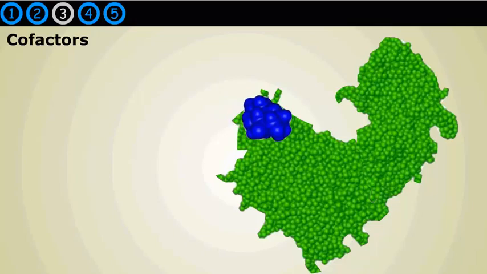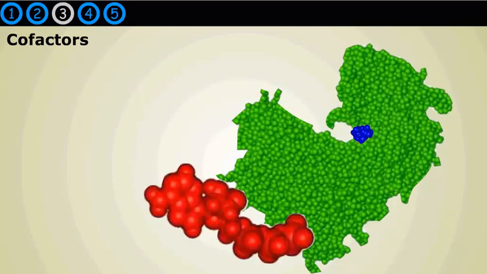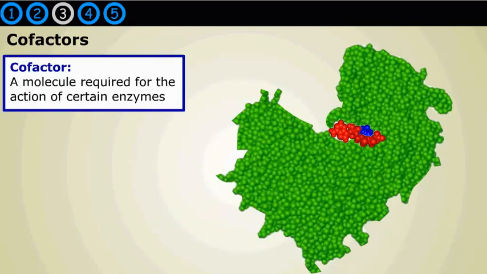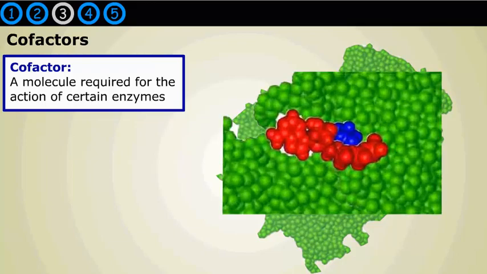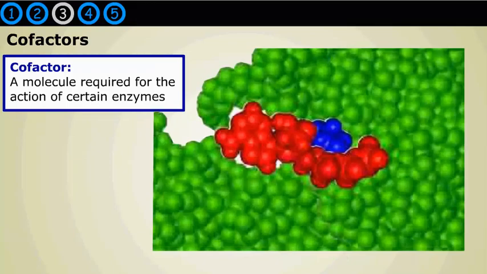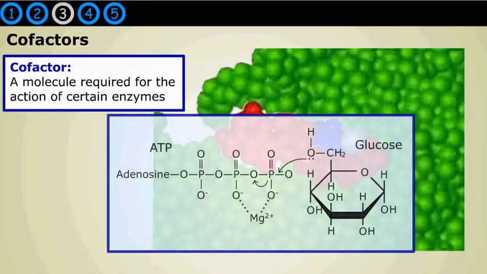Often an enzyme can't do its job alone. Molecules called cofactors are needed. A cofactor is a molecule required for the action of certain enzymes. Cofactors may be inorganic ions such as iron or magnesium. The enzyme hexokinase requires a magnesium ion as a cofactor. Magnesium ions function to shield the negatively charged groups of ATP and facilitate the reaction with glucose.